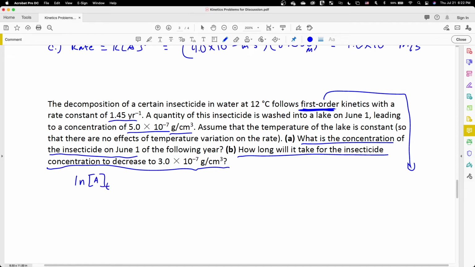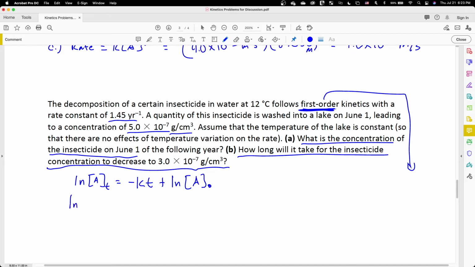at time t equals negative k times t, plus the natural log, or the ln, of the initial concentration of A. The zero is initial. So this is pretty simple. Given the information from the problem, we can just plug and chug, like you always say.